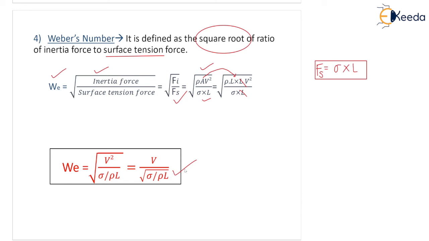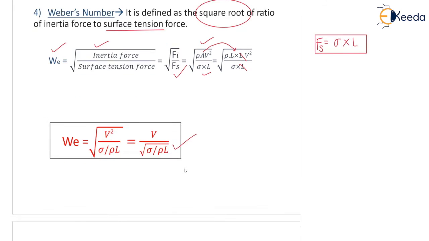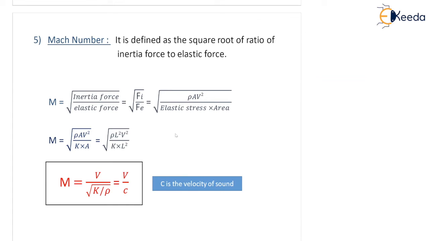Let's go and see the next slide for the last dimensionless number, that is Mach number. It is defined as the square root of the ratio of inertia force to elastic force. What is elastic force? Elastic force is elastic stress into area. So Mach number is inertia force to elastic force, Fi by Fe. Fi, inertia force, is always rho A V square. For Fe we are writing elastic stress into area.